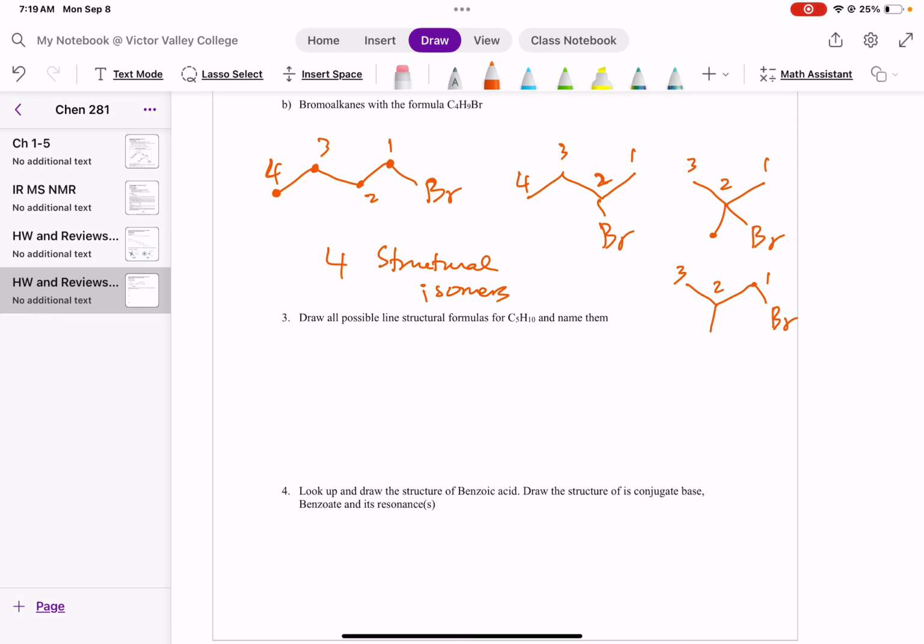Okay, number 3. Draw all possible line structure formulas for C5H10. Notice C5H10, so we can only have 10 hydrogens. So that means if you do 5, that'll be a CH3, CH2, that's 5. CH2, that's 7. And then if you do CH3, that's 9 plus 3, that'll make it a 12, right? That's CH3.